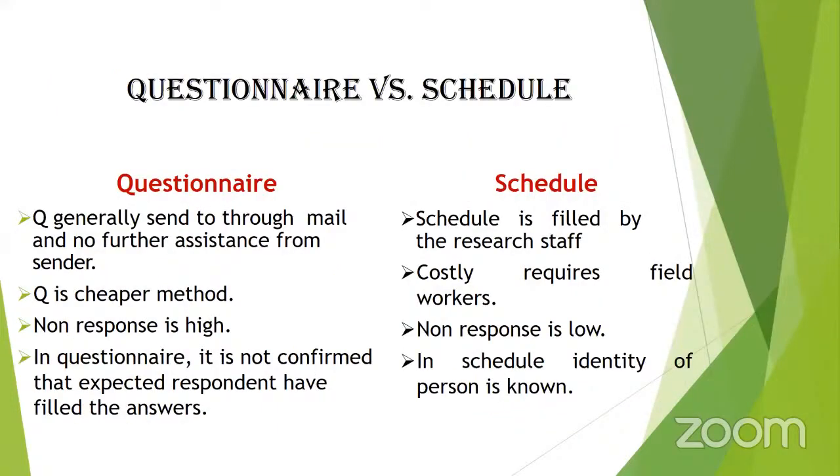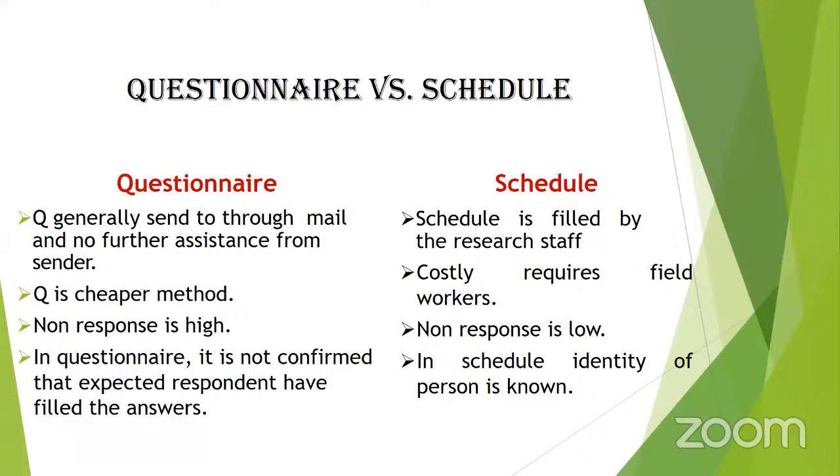Let's try to understand the difference between a questionnaire and a schedule. A questionnaire is generally sent through mail and no further assistance is required, but a schedule is never sent by mail. It's always administered by research staff, so we have a trained research staff to fill it. A questionnaire is a cheaper method; a schedule is costly because it always needs a field activity. The non-response rate is high in questionnaires if you're sending by mail, but when you go personally, the non-response rate drops.